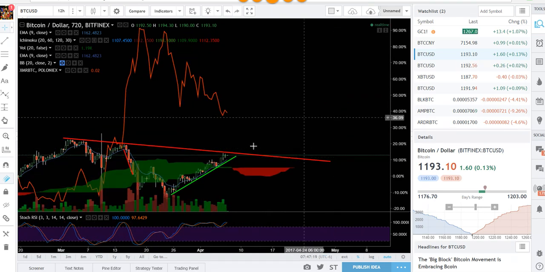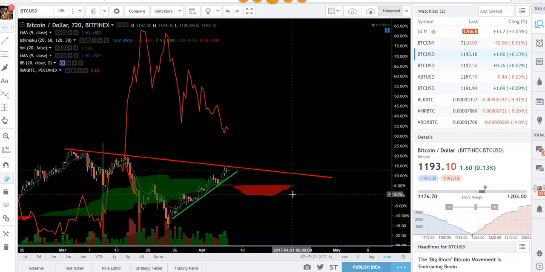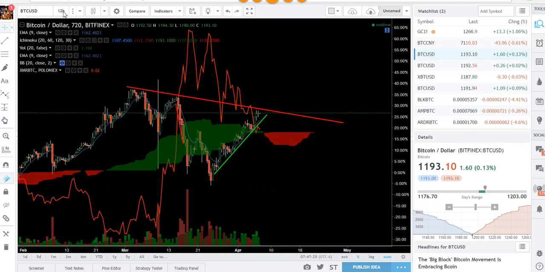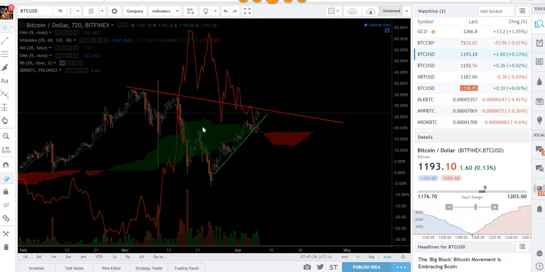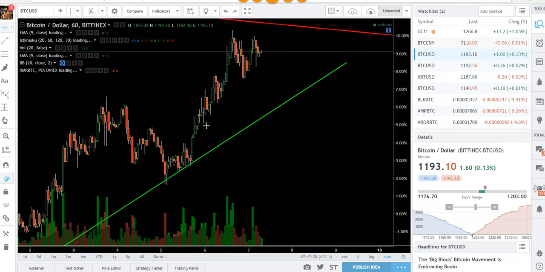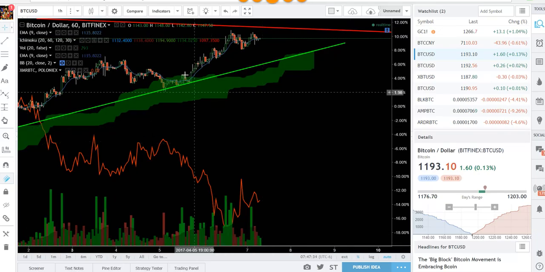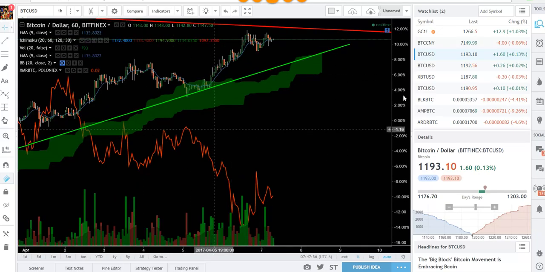Now you can even see here. Get rid of Stochastic. Since this point, let's even go to the hourly, especially on this last move here. Look at how these two are inversely related to each other. This thing was holding.